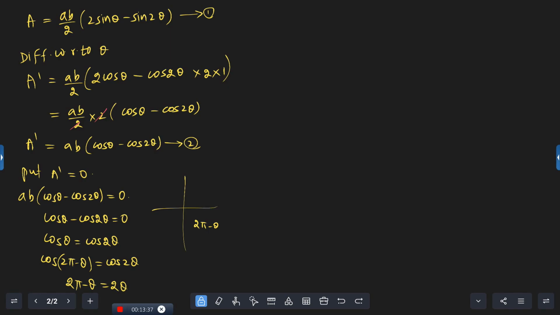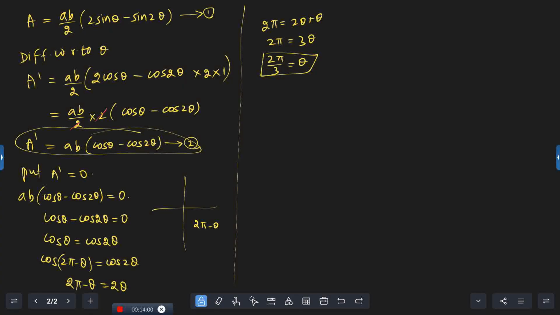Now minus 2 theta when you send opposite, what am I getting? That is 2 theta plus theta. So 2 pi is equal to 3 times theta. 2 pi divided by 3 is equal to theta. I got a theta value. Whether the theta is a maxima or minima we have to check, right? So we have to differentiate the second time again.